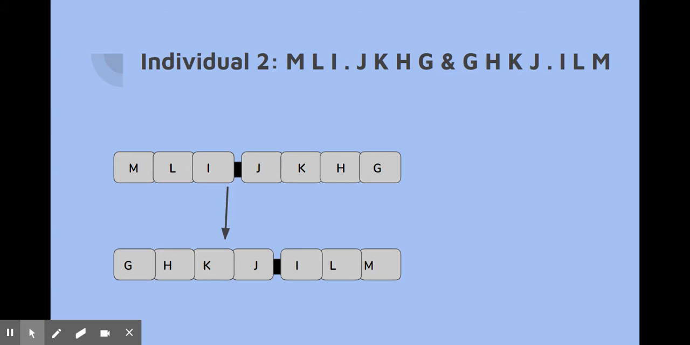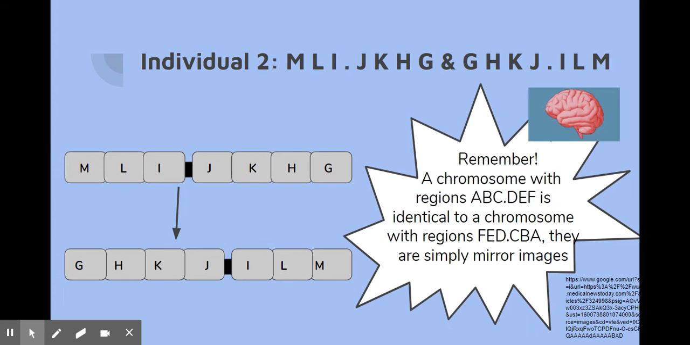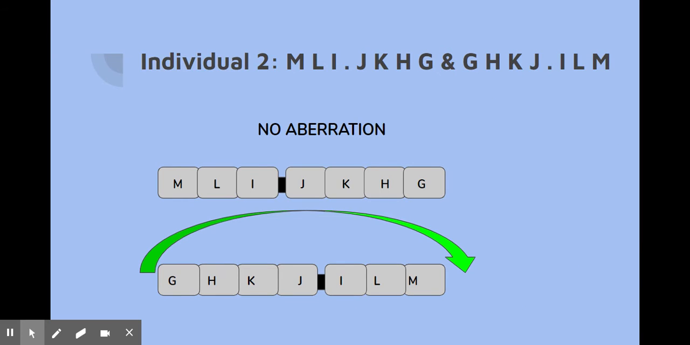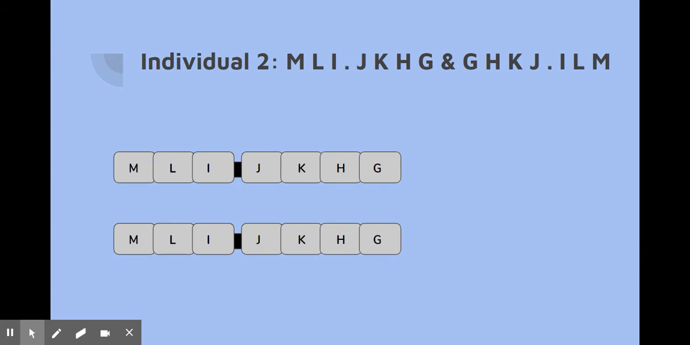Now let's look at individual 2. They have regions MLI, JKHG, and GHKJILM. So the brain would like to remind you that if the letters are simply in reverse order, then they are actually the same chromosome. So that's the case here. We have no aberration, so let's make this easier to see.